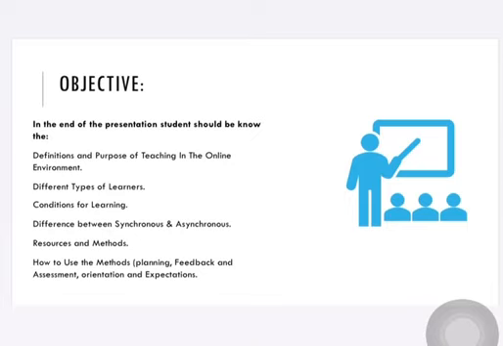The objectives of this course: at the end of the presentation, students should know the definitions and purpose of teaching in the online environment, different types of learners, conditions for learning, the difference between synchronous and asynchronous, resources and methods, how to use the methods, planning, feedback and assessment, orientation and expectations.